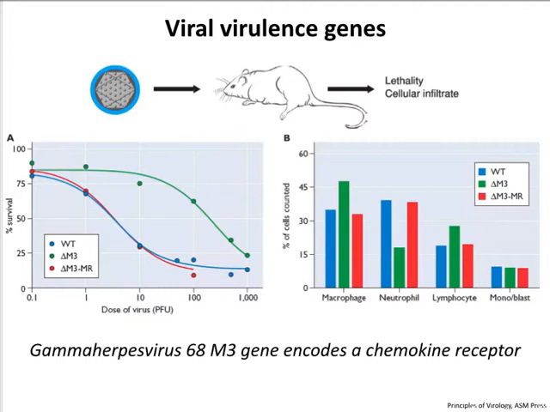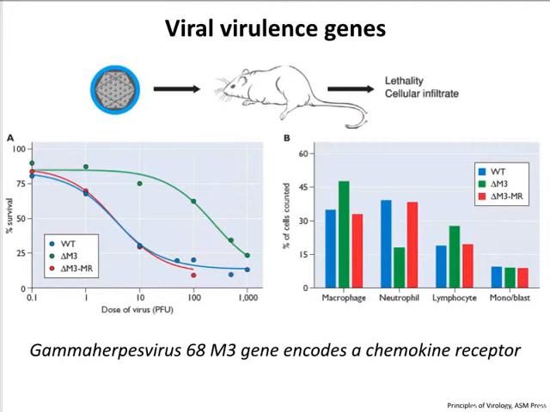So on the left is a percent survival curve where we have infected mice with the wild type virus, which is the blue, at different doses per mouse. And you can see at about 100 PFU per mouse, all the mice are dead. We don't kill all of them, but pretty much all of them. And that's the survival curve.